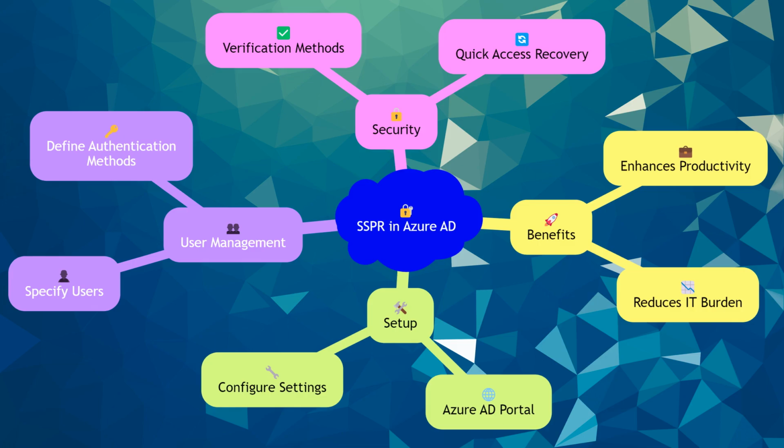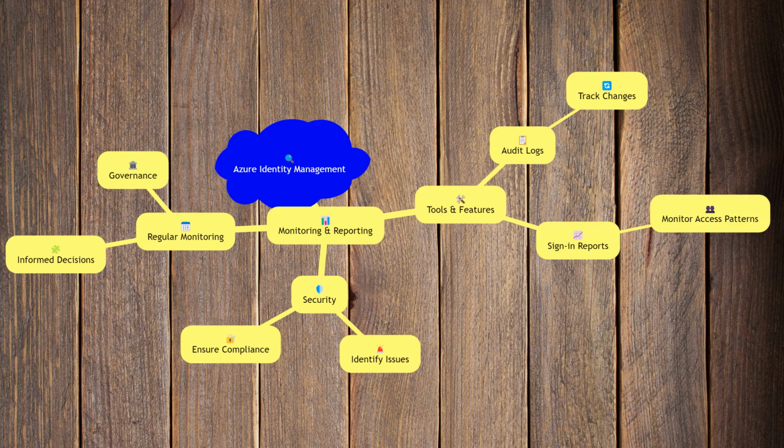Monitoring and reporting are crucial aspects of managing Azure identities and governance. Azure AD provides various tools and features for tracking user activities, auditing changes, and generating reports. These tools help administrators identify potential security issues, ensure compliance with policies, and make informed decisions. For example, you can use Azure AD's audit logs to track changes to user accounts and group memberships, or generate sign-in reports to monitor user access patterns. Regular monitoring and reporting are essential for maintaining a secure and well-governed Azure environment.